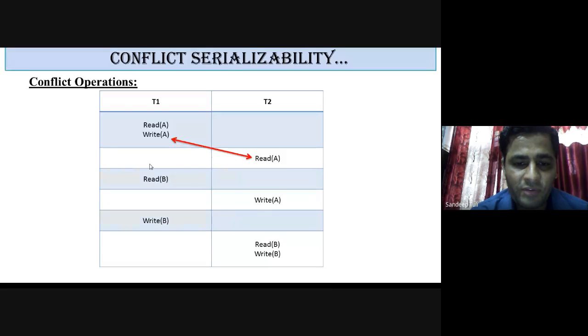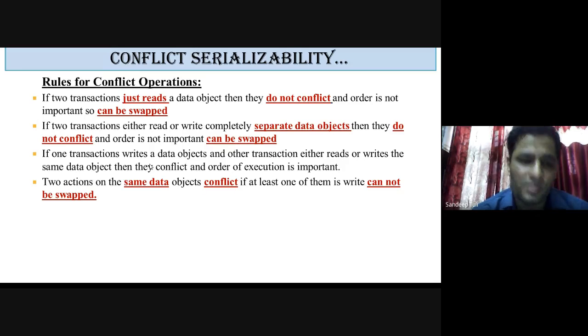So we need to find out some swapping, so that we can finally club all the operations of T1, all four operations of T1 altogether, and then all the operations of T2 altogether. It means the four operations of T1 execute first, and then the four operations of T2 will execute, or vice versa. That is the conversion of this non-serial schedule into a serial schedule. For that, some rules are there. Now we will see the rules.